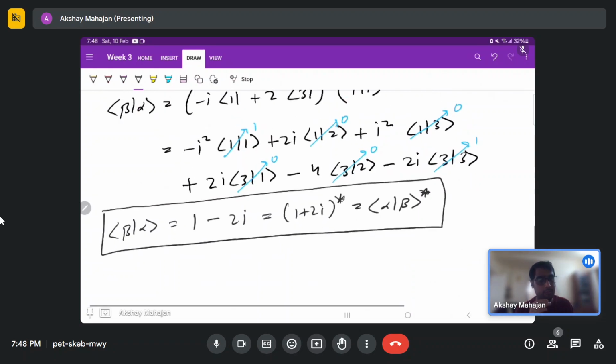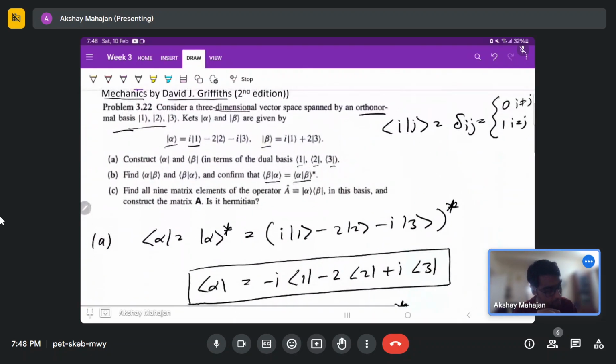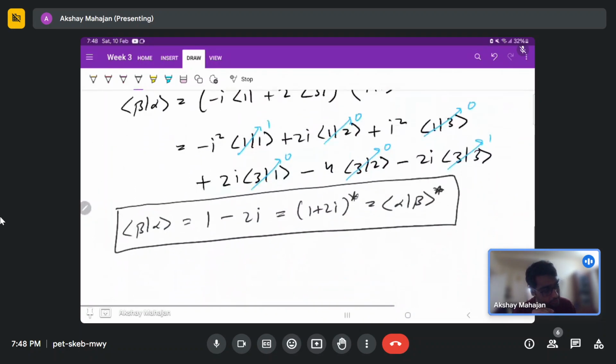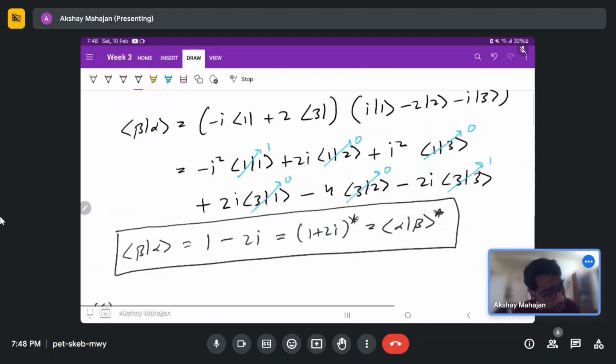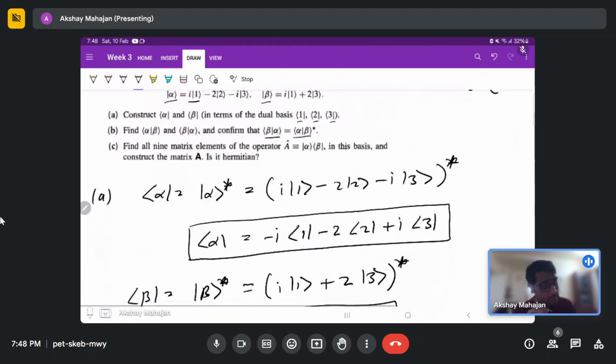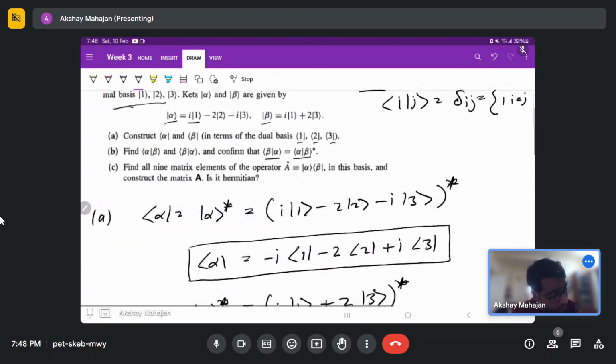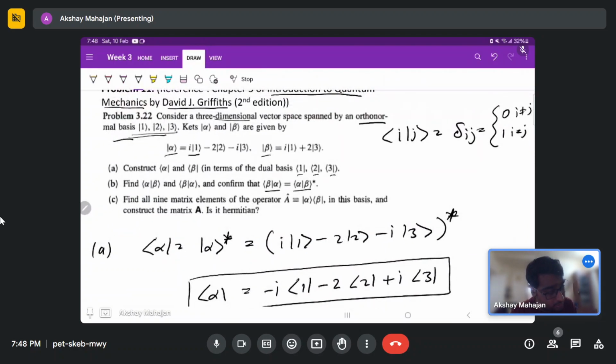Right, so this we have to prove. Okay, this we have to prove that bra alpha will be equal to the complex conjugate of this. Okay, so this was our part B, and part C is find all 9 matrix elements of the operator E cap, alpha ket beta bra, beta ket alpha bra beta in this basis. Okay, in the basis which is basis 1, 2, 3.